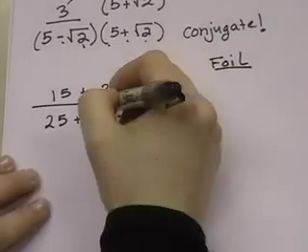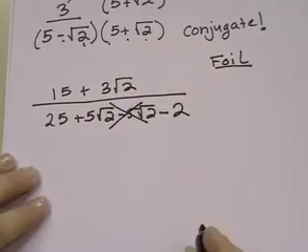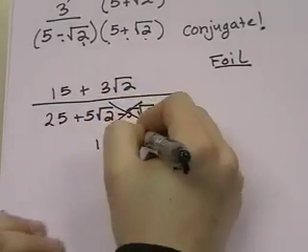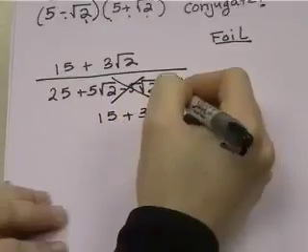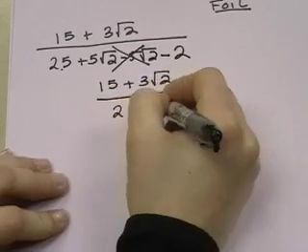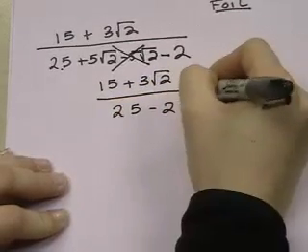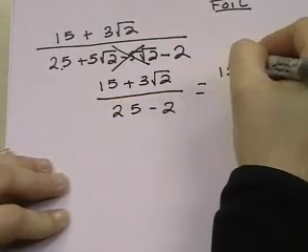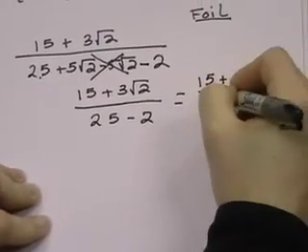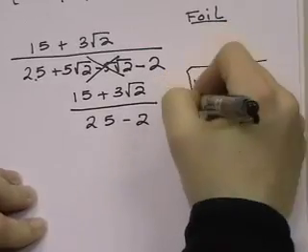In the denominator, my radical signs cancel out, which is exactly what I want. And I'm left with 15 plus 3 radical 2 all over 25 minus 2. So that's going to give me 15 plus 3 radical 2 all over 23, and that is my final answer.